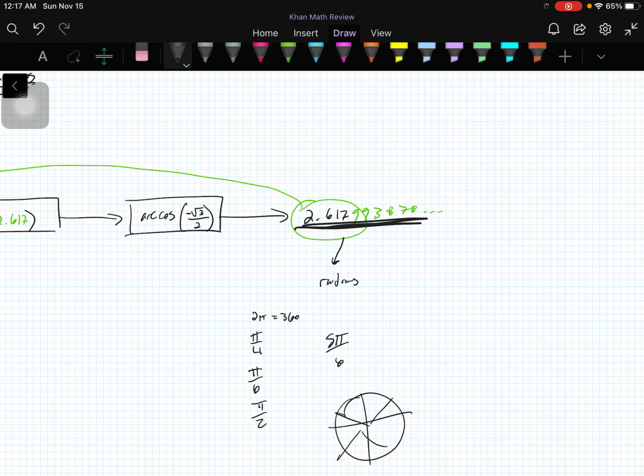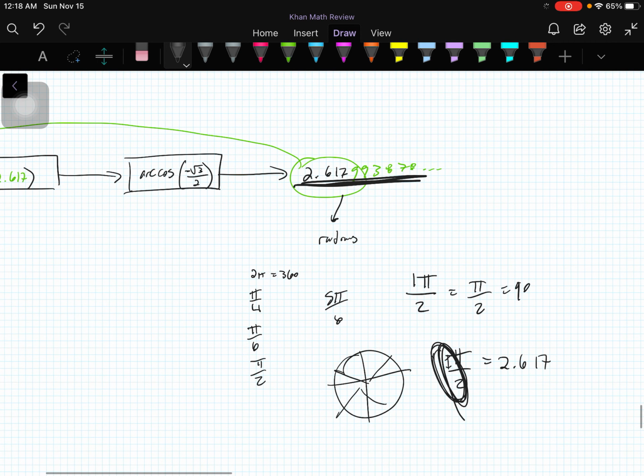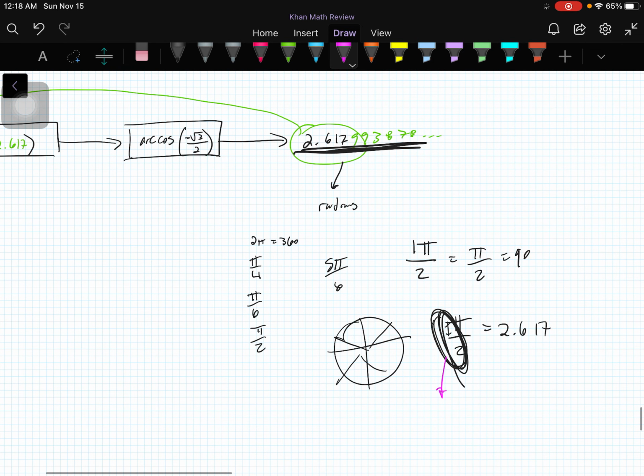So I noticed that if I want to solve for the decimal, what this decimal means, I figured that it had to be a number like 1, 2, like this would be equivalent to pi over 2, of course, which is 90 degrees. But it had to be pi divided by 2, or some number here, some number times pi equals 2.617. But I didn't know what this number was. So what I did was turn this into the letter z.